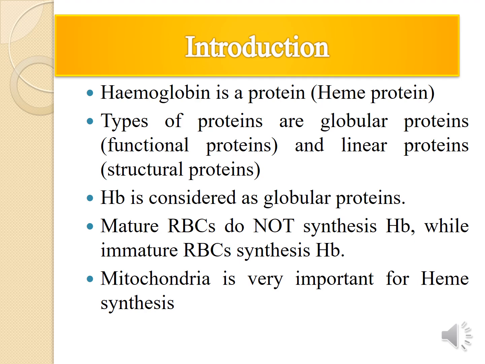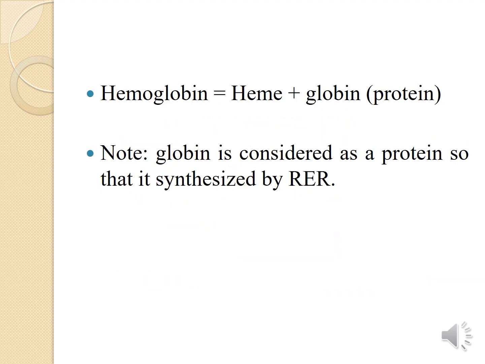And this hemoglobin is considered a globular protein, where mature RBCs do not synthesize hemoglobin, whereas immature RBCs synthesize hemoglobin, and mitochondria play a vital role in the synthesis of heme. And hemoglobin is equal to heme plus globin. We all know that globin is a protein, so it is synthesized by the rough endoplasmic reticulum, a cell organelle present in the cells.